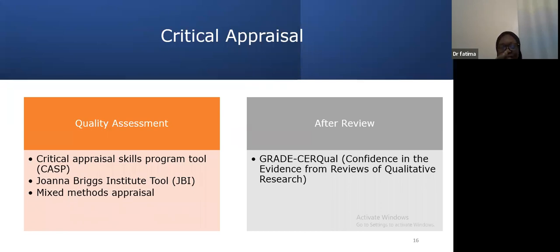Then when you have all the data and you've analyzed the data, there's another critical appraisal that is expected for qualitative evidence synthesis. It is called GRADE-CERQual. It is to confirm the evidence of the final results you have, the rigor and the quality of your final report. So you're supposed to subject it to this GRADE-CERQual test. It also has a set of questions, and then it will tell you whether you have high, low, or medium confidence in your work.